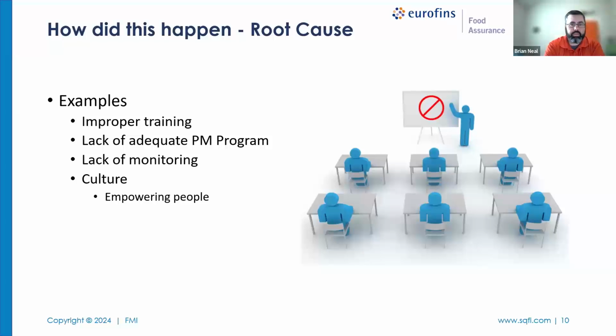Some examples you could come up with during your root cause. One we see all the time is training. Improper training, lack of an adequate PM system, lack of monitoring. It even goes all the way back to culture. Food safety culture is new, but not new. It's been around for a while, and it's not going away. It's even growing more, not only in the food industry, but other industries as well, this culture talk.